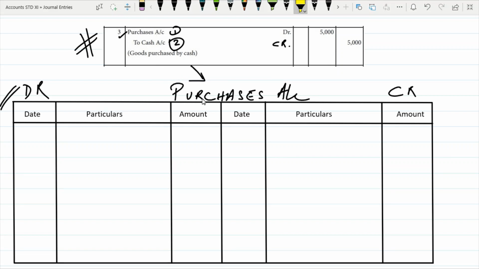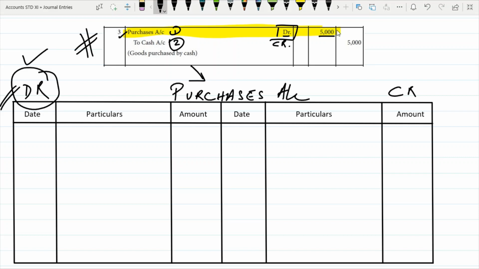So let us see how it is transferred from journal to ledger. Now let us start with purchase account. So first we shall concentrate only on purchase account. So this has to be transferred to the purchase account ledger. So purchase account here, it is debit, right? And it is 5,000. So debit, go to the ledger. Debit is this side. Left hand side of the ledger is debit, right hand side is credit. So purchase account in this case is debit, so we are going to this side, left hand side.